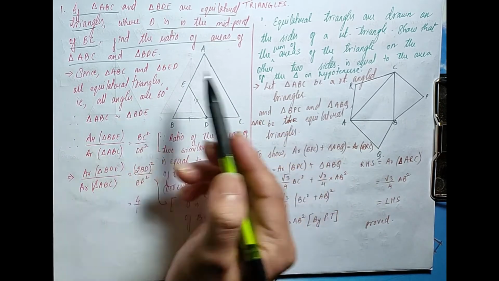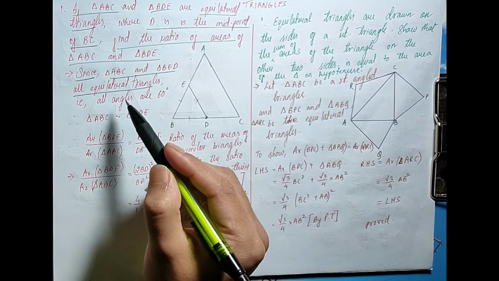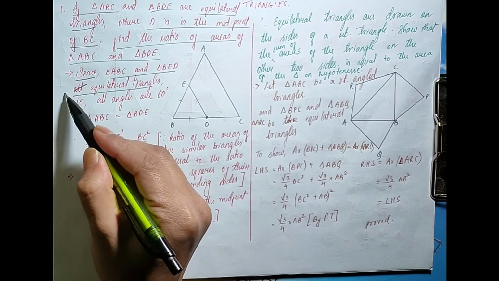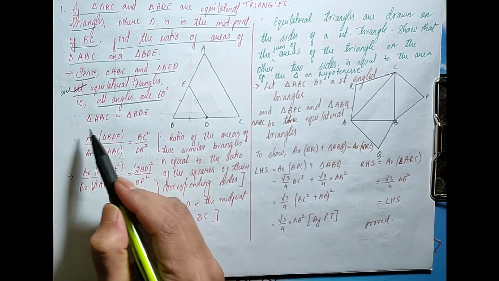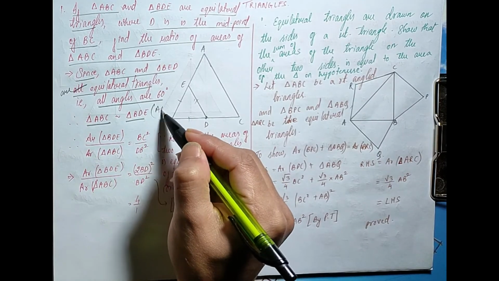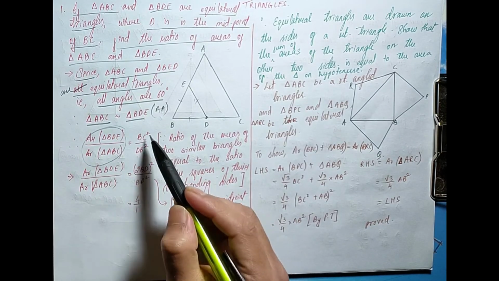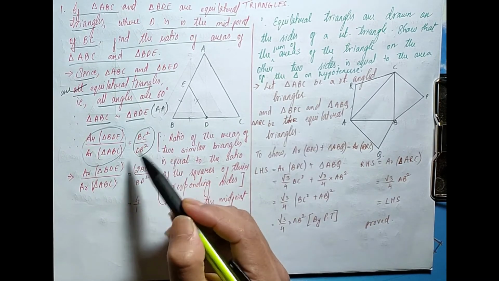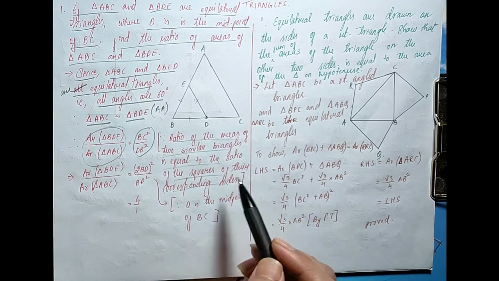Now how do you do this question? It's very simple. Since these two triangles are equilateral triangles, that means all angles are 60 degrees, right? Therefore this is similar to this. You can write here by AA similarity. Therefore the ratio of their areas should be equal to the ratio of the squares of the corresponding sides. So this sentence you'll have to memorize.